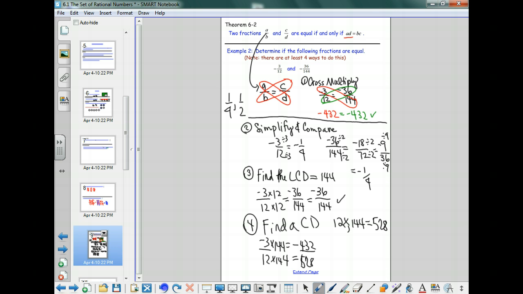All right, and then we're going to do the same thing to the fraction -36 over 144, except we're multiplying by 12. Denominator is still 528, and the numerator is -432. So you might be looking at this and saying, why in the world did you choose that?